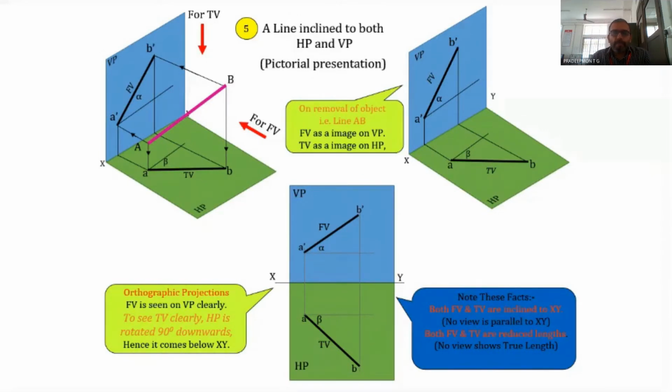And in order to obtain the true length, what should we do? If we don't know the length of the front view as well as the top view, how will we draw the projections? That is, when we know only the true length of the line, we don't know the length of the front view or the top view. In that case, how do we complete this? That is the point of discussion here.